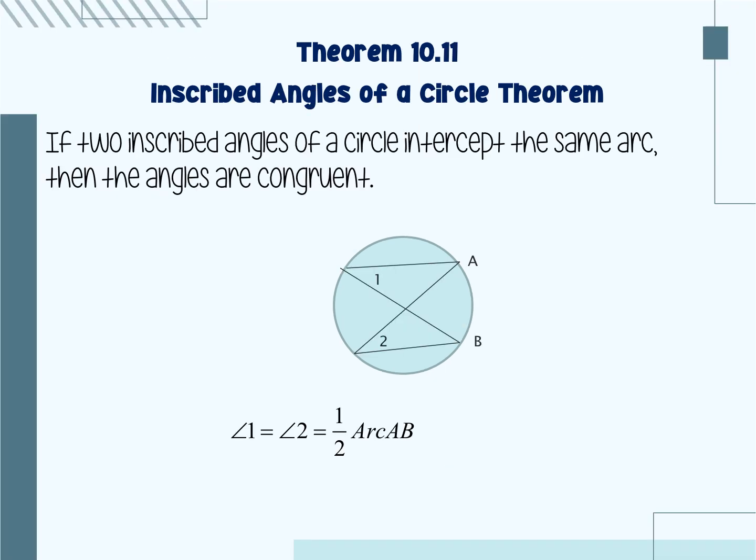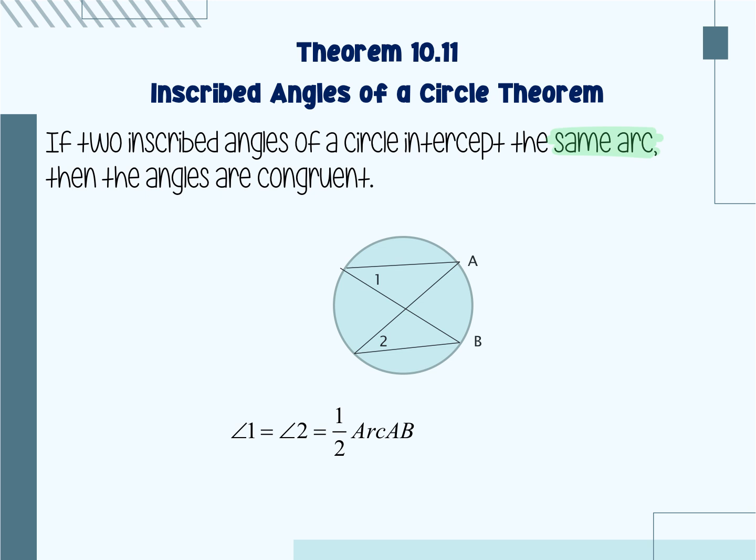Inscribed angles of a circle theorem says, if two inscribed angles of a circle intercept the same arc, I'm going to highlight the same arc in green so we know where it is. It says then the angles are congruent.